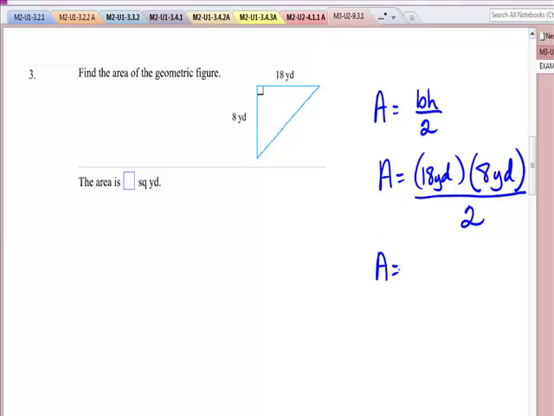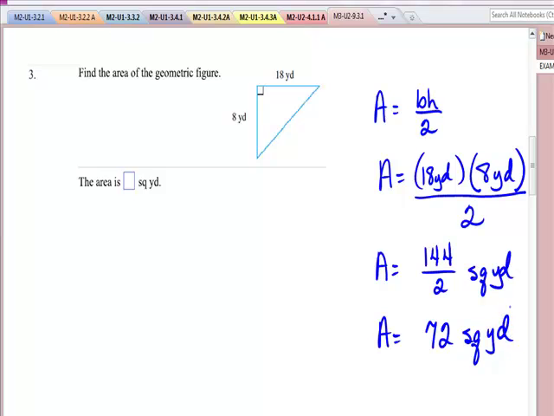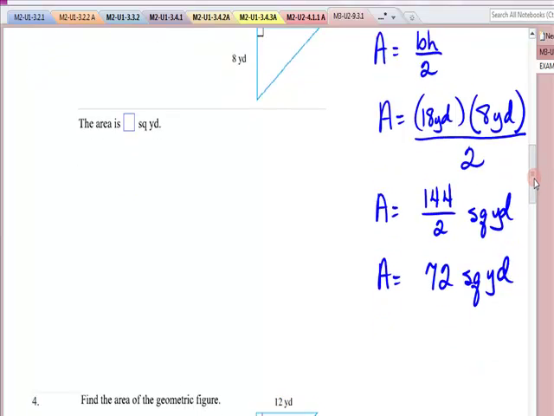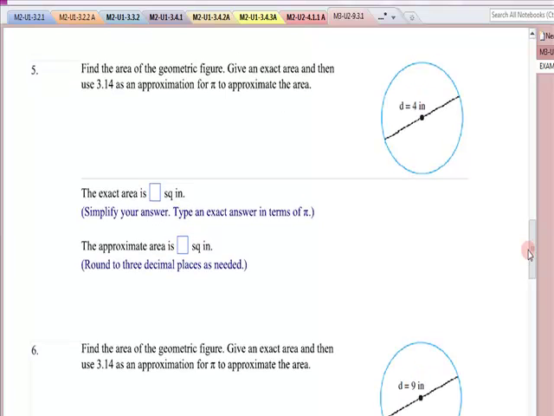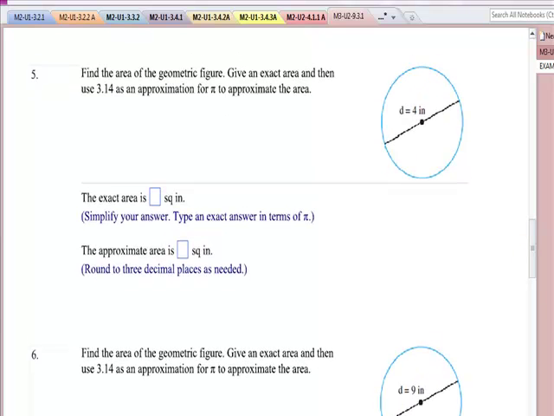So for the numerator, I have 18 times 8, which gives me 144. It's still over 2. It is square yards. I could have done this all at once, but I haven't. And divide that by 2, and I get the area is 72 square yards. Yards times yards gives me square yards. Number 4 also uses base times height over 2, but I'm not going to work through that example problem. So let's look at number 5.